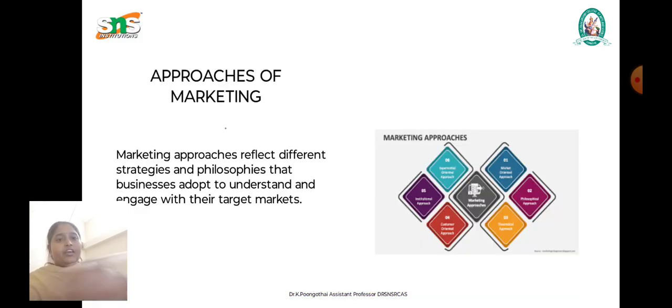Here we have different kinds of approaches of marketing. Approaches of marketing means the different strategies adopted by a business to understand and engage with their target markets. So that is known as approaches of marketing. There are four different types of approaches, which clearly explain the concept of marketing.